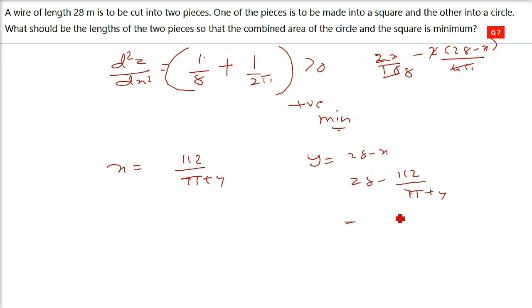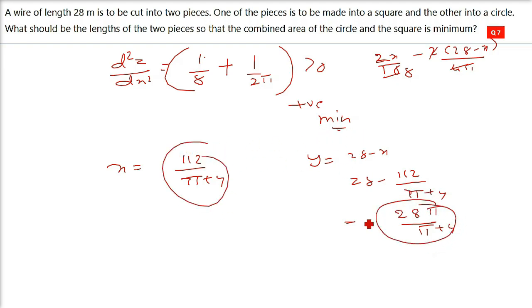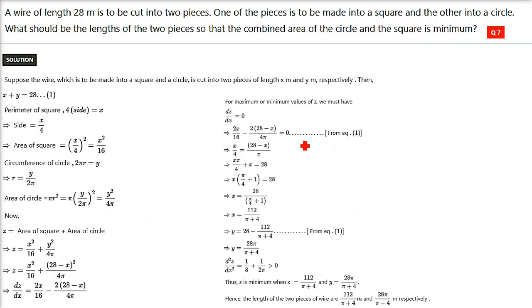And this has come from all the discussion which we had when we started with the circle and square area combination. So these are the lengths of the two pieces which will give you the combined area as a minimum for circle and square. So this is the whole solution, the reference which you can follow in order to solve this question. And there are certain things you need to write that are mandatory for the examiner to know that you know this question and how to solve it.